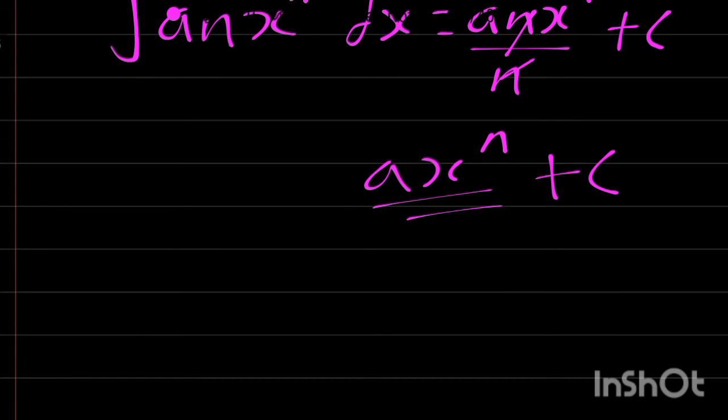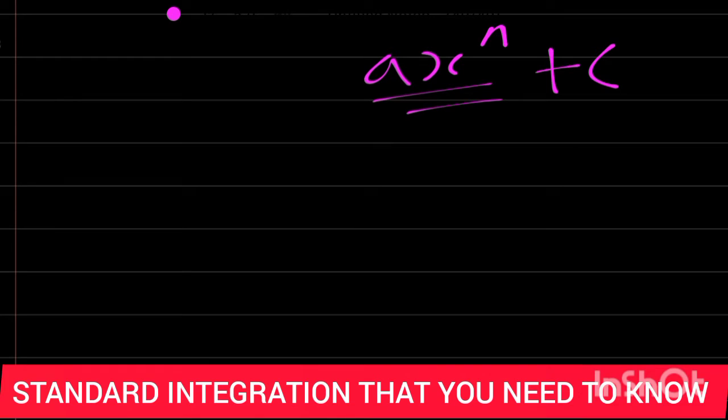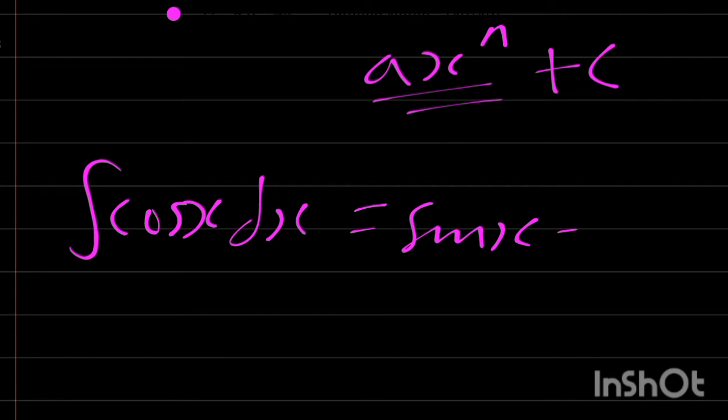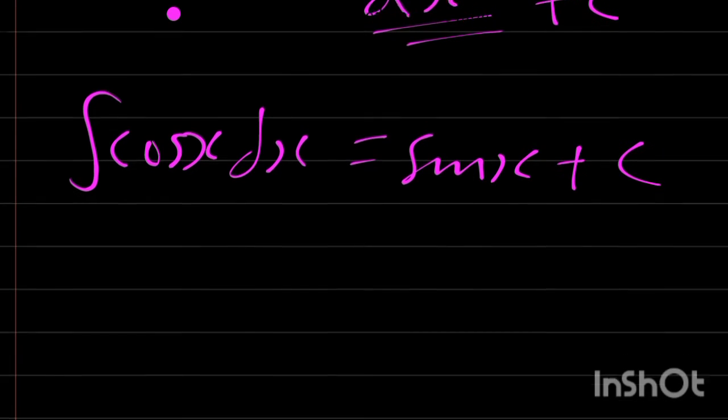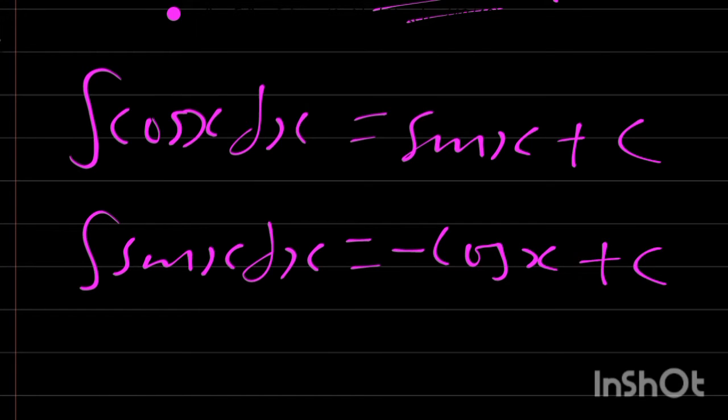So integration and differentiation are just like opposites. But we have to know some standard terms, that when you integrate them, what you are supposed to get. If I should integrate cos x with respect to x, the answer I'm going to get is sin x plus C. If I should integrate sin x with respect to x, I'm going to get minus cos x plus c.